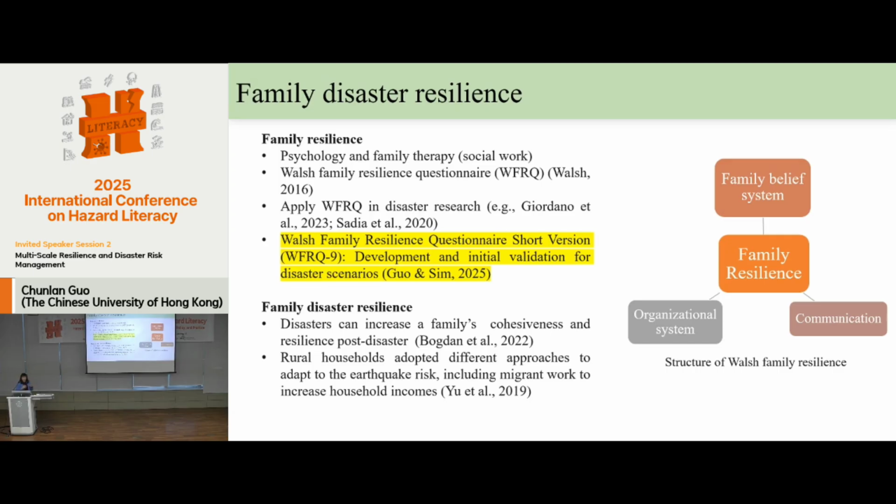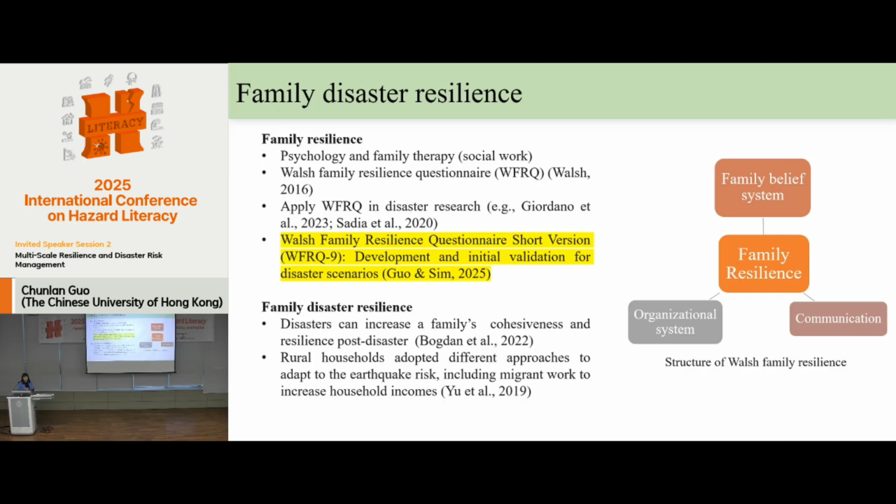And now let's move to family disaster resilience. Professor Shaw has helped us understand that for improving individual resilience or disaster knowledge or literacy, education is important. But for family and community, intervention in the community may be more useful.